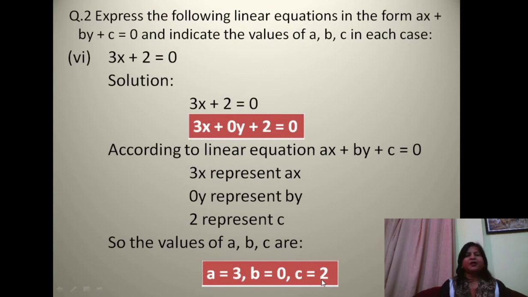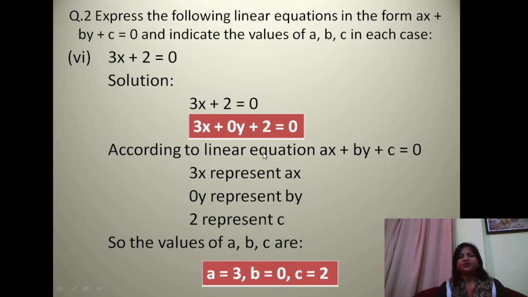Now the sixth part of the second question is 3x plus 2 is equals to 0. In the solution you can see 3x plus 2 is equals to 0. 3x plus 0y. Because y is not given in the equation, we have to add y with the multiplication of 0, because we have to find the value of b also. Plus 2 is equals to 0. Now it is converted in the form of ax plus by plus c is equals to 0. 3x plus 0y plus 2 is equals to 0.